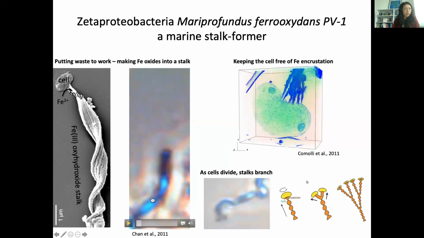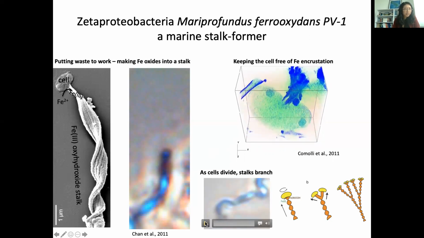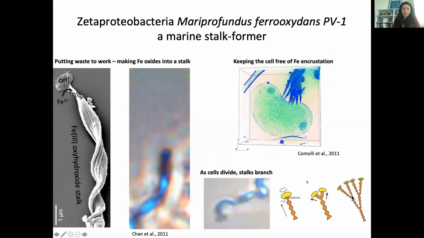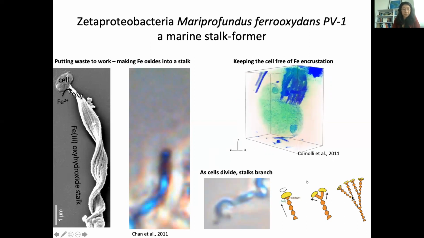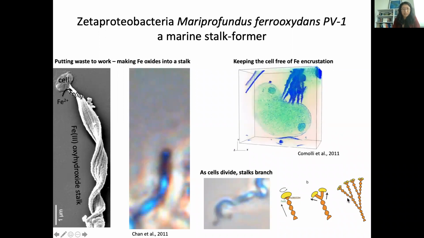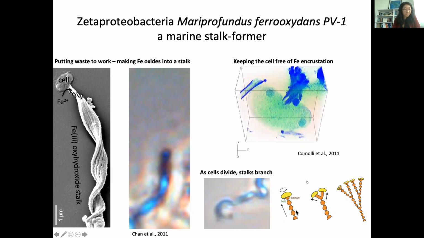What's also cool is that when the cells divide, so down here you'll see, as the cells divide, the stalk branches. And so this can be seen actually in the fossil record, right? And so this is an immediate record of the fundamental characteristic of life, which is reproduction, which is also very cool.